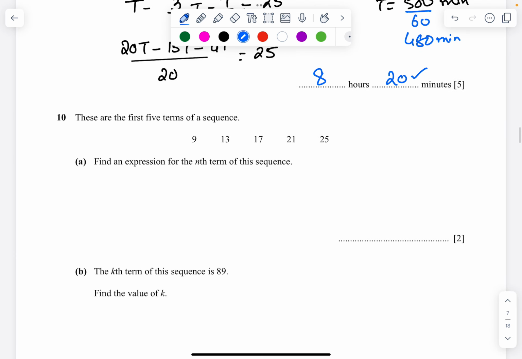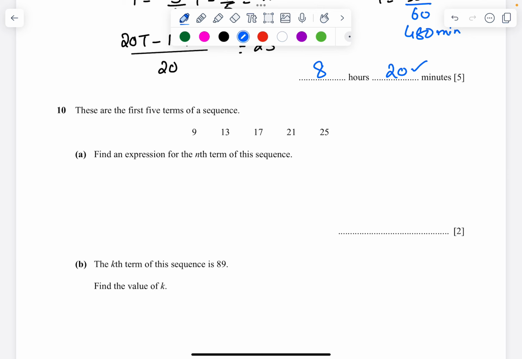These are the first 5 terms of the sequence. Find an expression for the nth term of the sequence. So the first difference is 4, 4 and 4. So it has to be 4n plus x. Now plug in n equals 1. So what am I going to get?